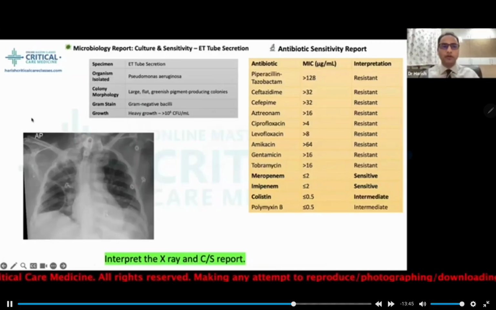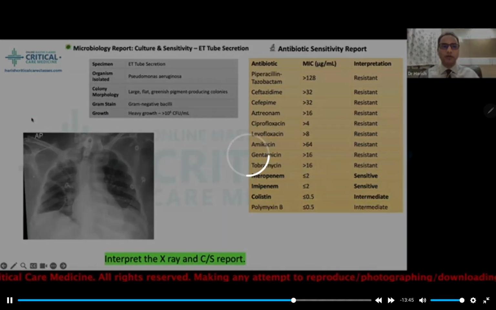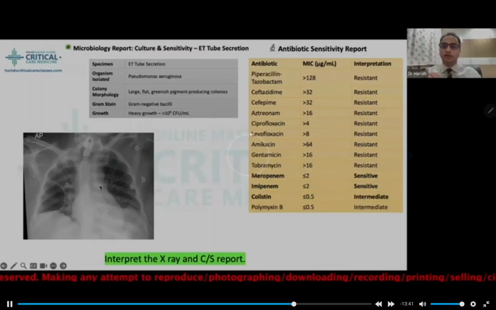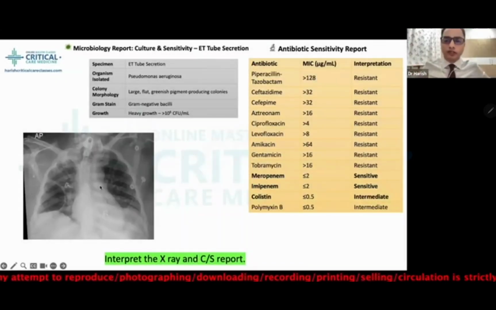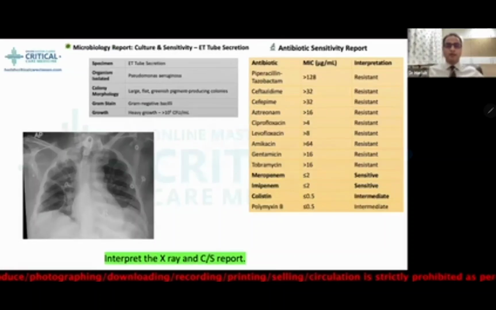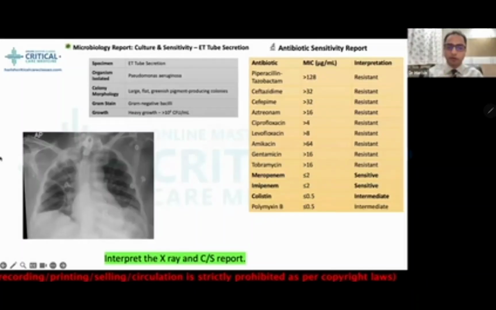In between, they will show you some reports of the culture sensitivity and the X-ray. Very, very important. So this is how your viva will happen in a real way at the bedside, a case based approach for your EDIC part 2.